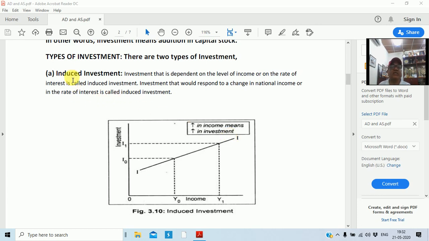So induced investment is what type of investment? Dependent investment. On what it depends? Mainly on income. How it depends? Directly. More income, more investment. Vice versa. Less income, less investment.